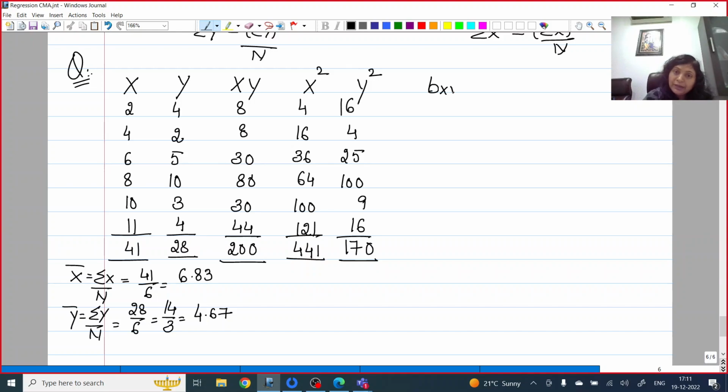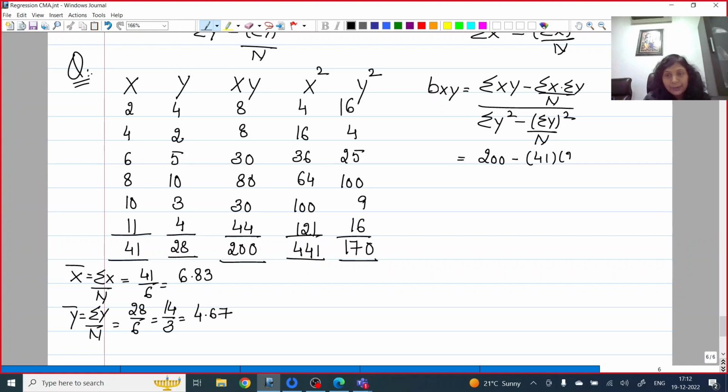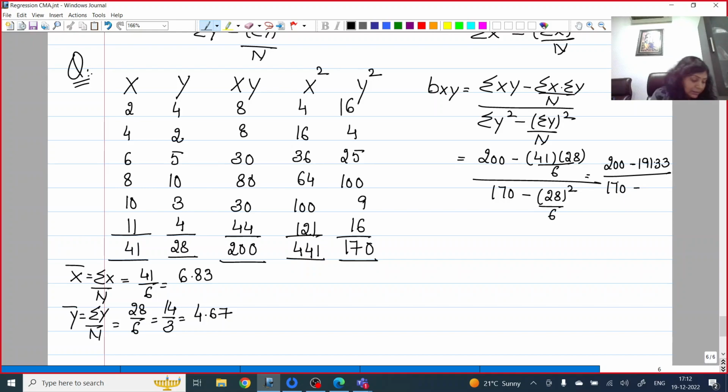If we want to compute bxy, then the formula is summation xy minus summation x summation y upon n. In the denominator we have summation y square minus summation y whole square upon n. So the numerator is 200 minus 41 into 28 upon 6, and the denominator is 170 minus summation y whole square upon n. So the numerator becomes 200 minus 41 into 28 divided by 6, which is 191.33. And the denominator is 170 minus 28 square divided by 6, which becomes 130.67.